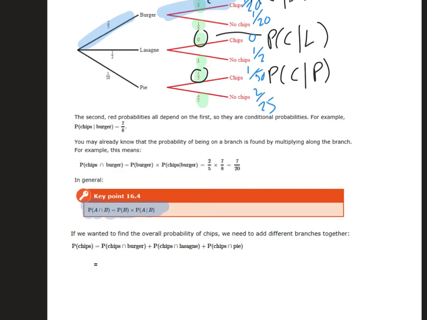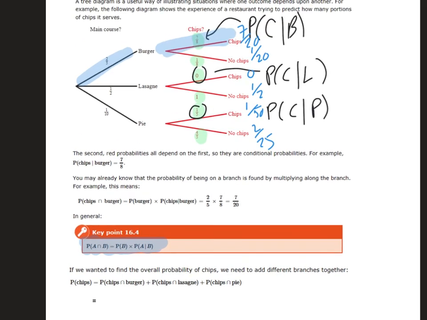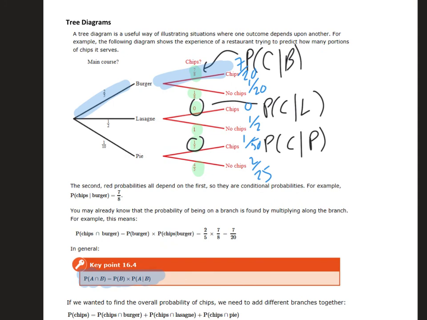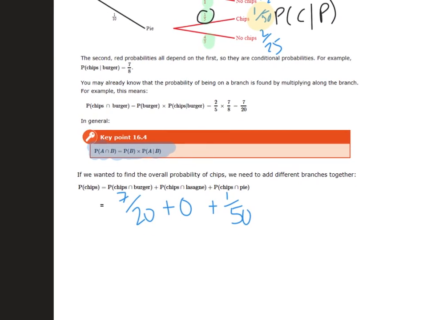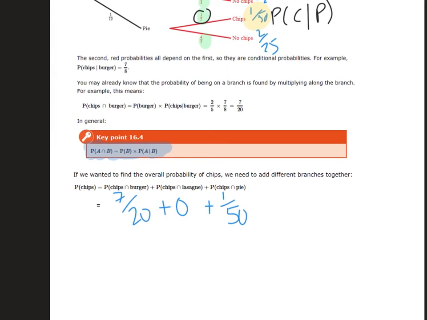And if I wanted to work out the probability of chips happening overall, then I have to add all the options that have chips in. So this one has chips, this one has chips, and this one has chips. Not that last one, what am I doing? This one has chips. So I'd have 7 over 20, I would have 0, and I have 1 over 50. So I could add those together, and I would get 35 over 100 and 2 over 100, so 37 over 100. That's the probability that someone has chips.